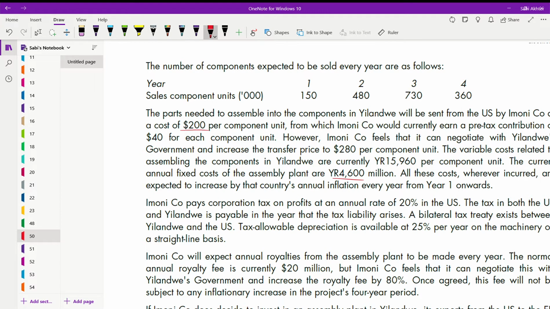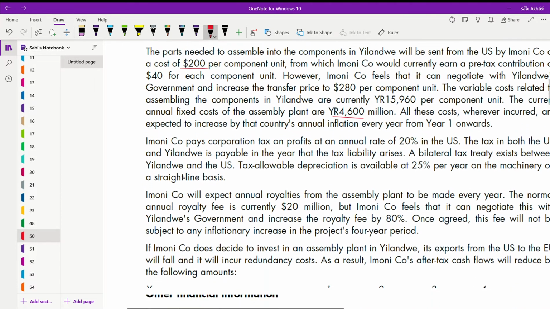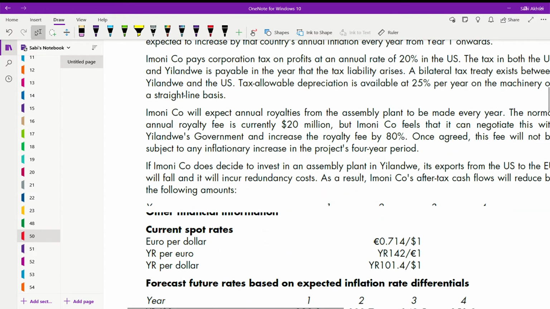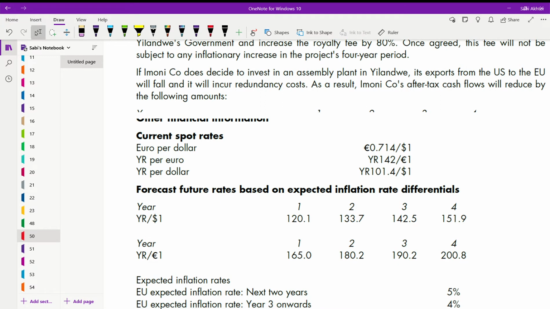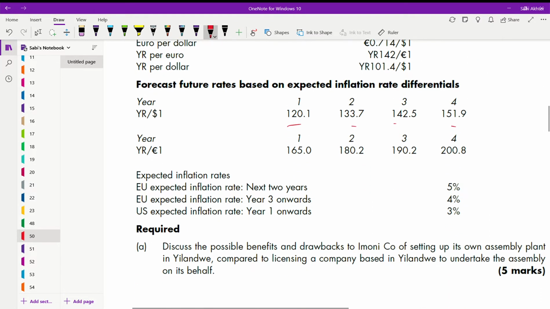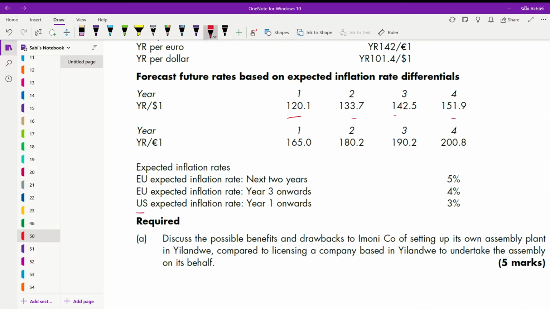So many currencies are there, right? That's why, if you see here, even the current spot rate, you should know how to deal with it. You have been given the current spot rate, you have been given the rates, right? You have to use this exchange rate to convert. Next, you have been given the inflation rate for the US and for the EU.